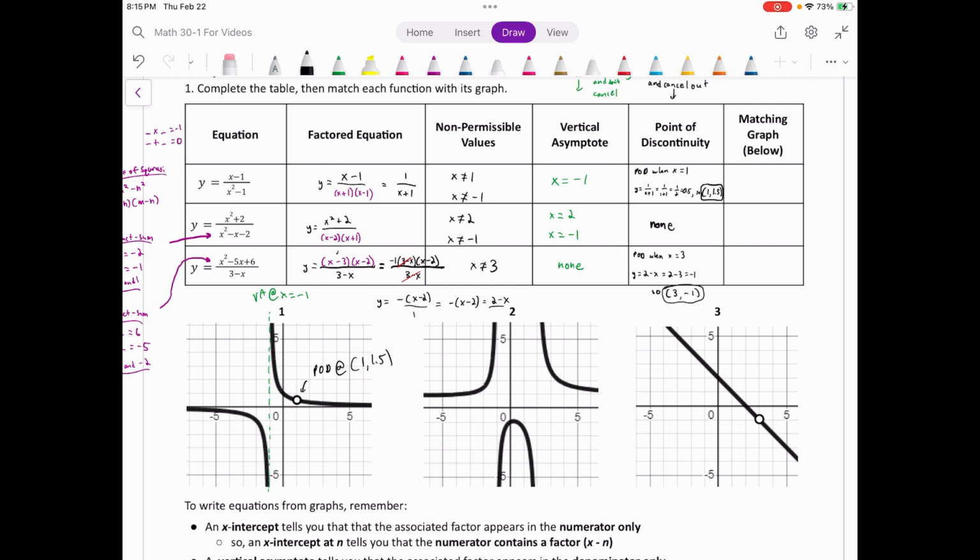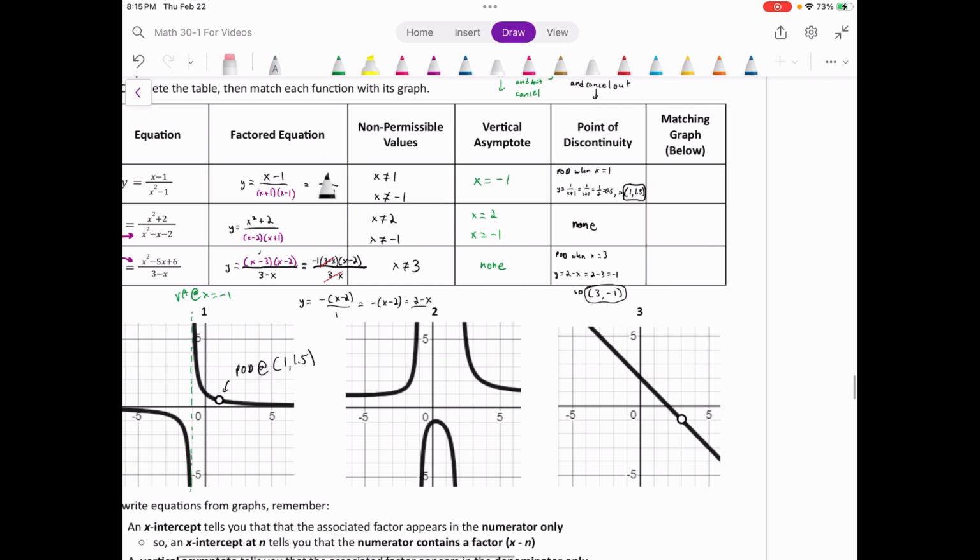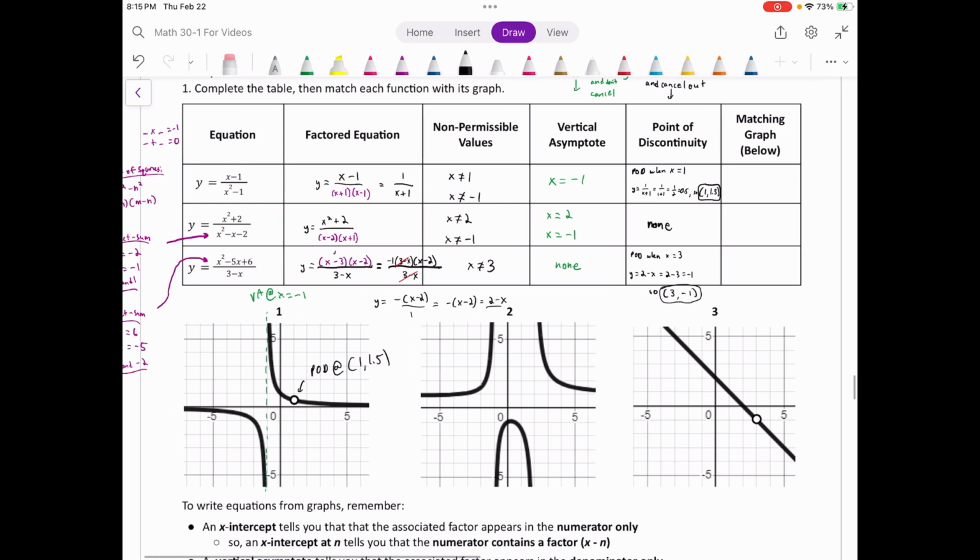What does that match? Which of these does it match? Well, hey, vertical asymptote at x equals negative 1. That doesn't necessarily eliminate this one, except it kind of does because it's supposed to also have a vertical asymptote at x equals 2. It eliminates this one. Look, vertical asymptote at x equals negative 1 and a point of discontinuity at 1, 1.5. I think this first row here matches graph 1.